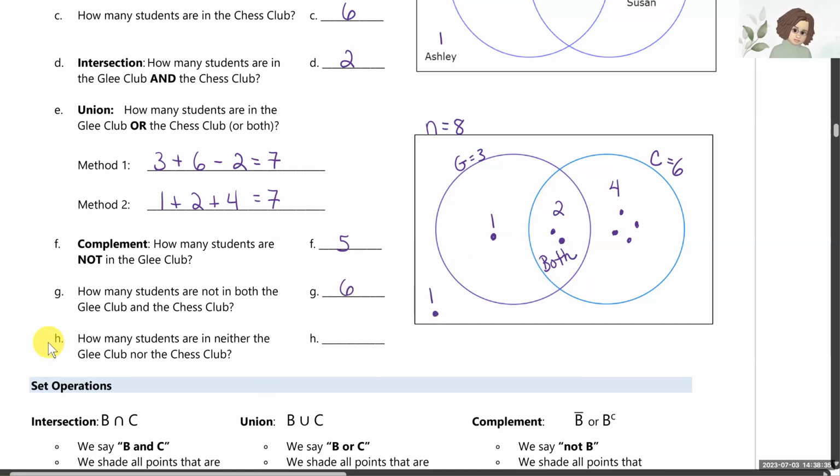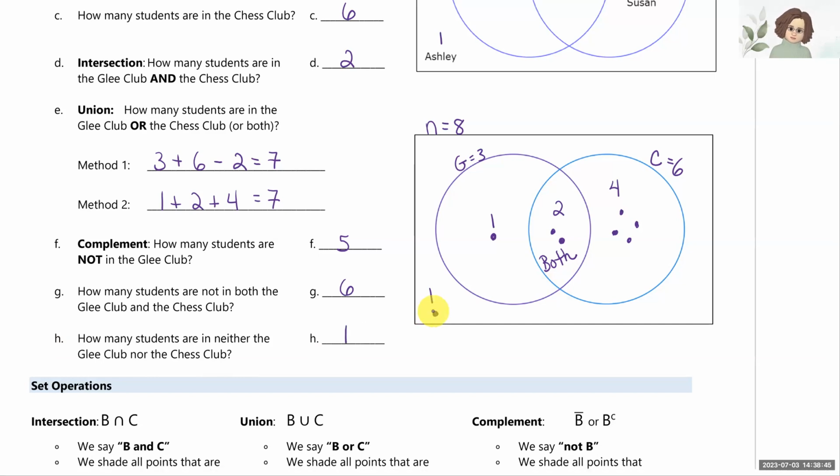And then finally, how many students are in neither the Glee Club nor the chess club? So that would just be our 1 student out here who's not in either club.